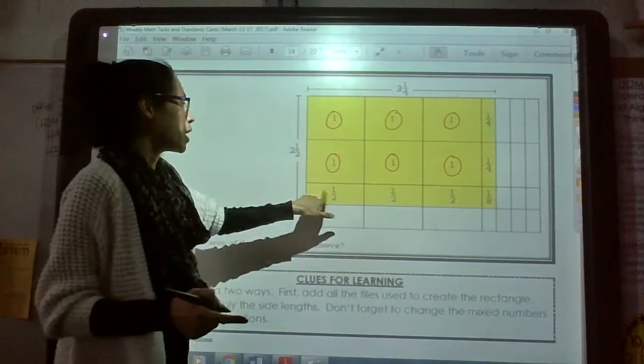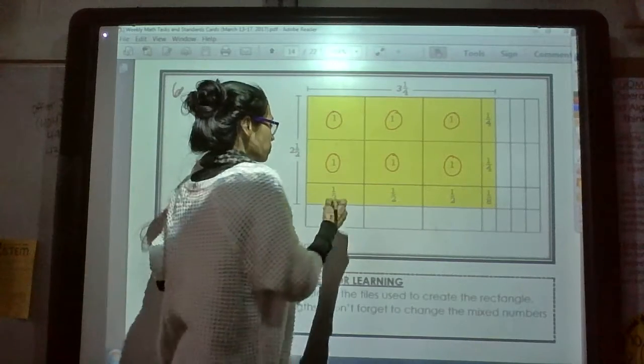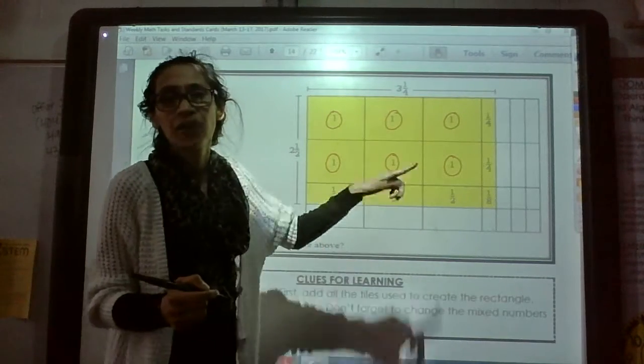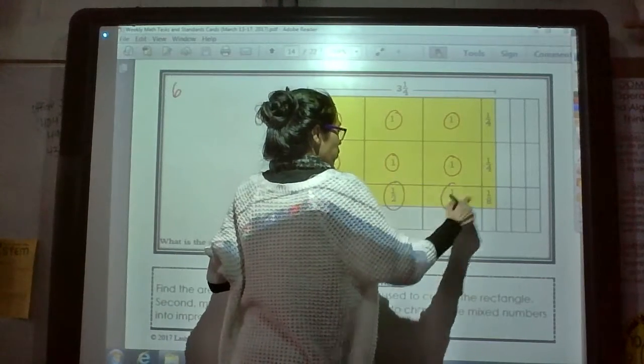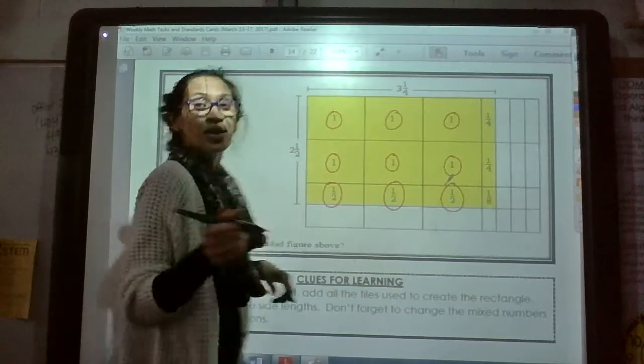Now we have the 1/8, 1/8, 1/8. No, not 1/8. 1/2, 1/2, 1/2. So do you see that? 1/2, 1/2, 1/2.